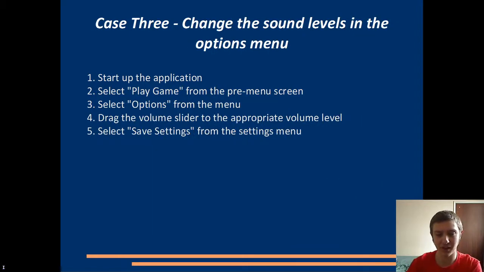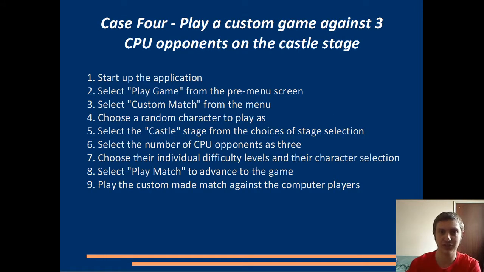So on to case 3. This is a very simple one actually, because it's only changing the sound levels. You just have to start the application as before, play game, then go to the options screen, then drag the volume slider across to whatever volume you want, 40%, 50%, whatever you want, then just save the settings. That's just another case that the user might take to change those sound levels and other options.